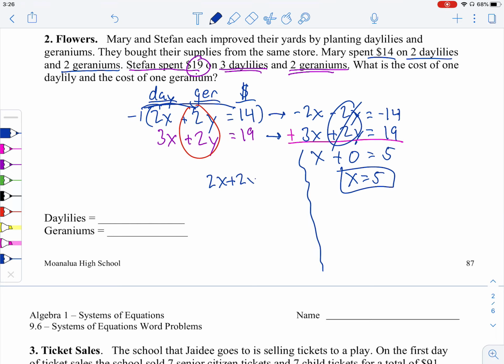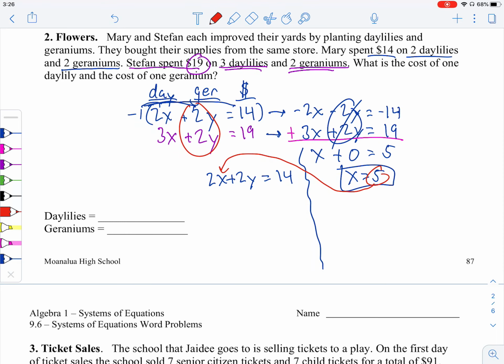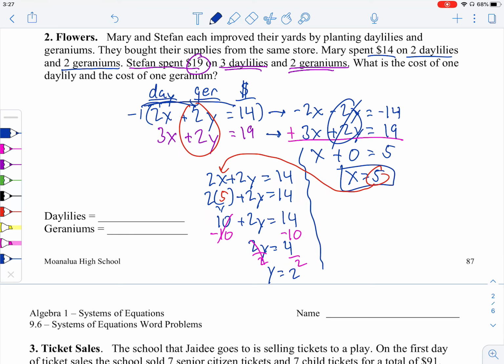Let's use the first one. 2x plus 2y equals 14. So we take that 5, put it in for x, right? Now we got 5 in there. And now we solve as usual, right? 2 times 5, 10. 2y equals 14. Then we solve. Get rid of our 10 friends. First, we get 2y equals 14 minus 10, 4. Divide by 2. y is equal to 2.